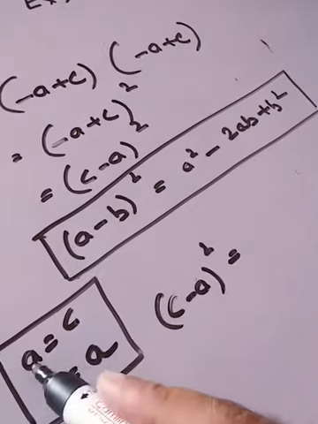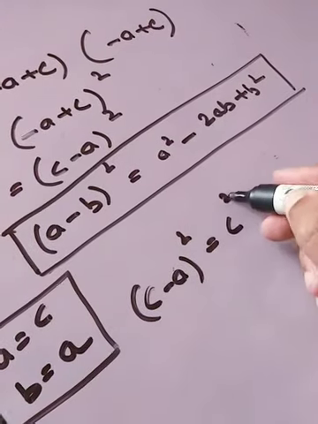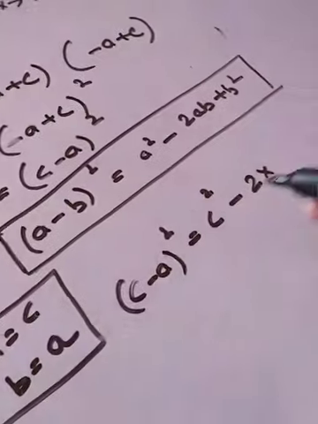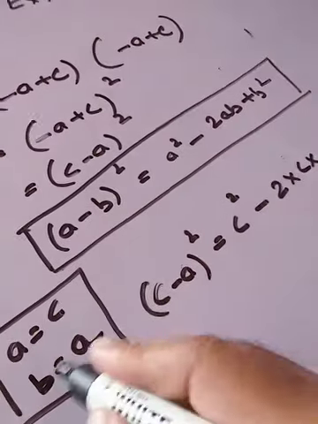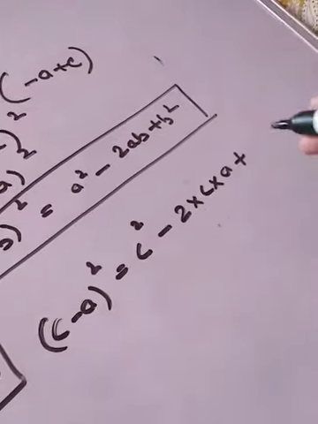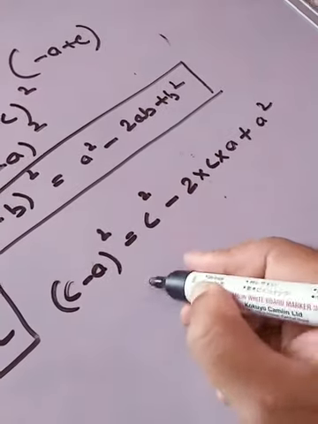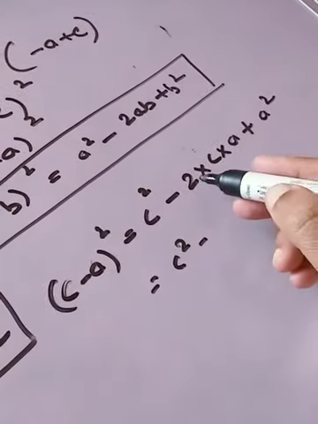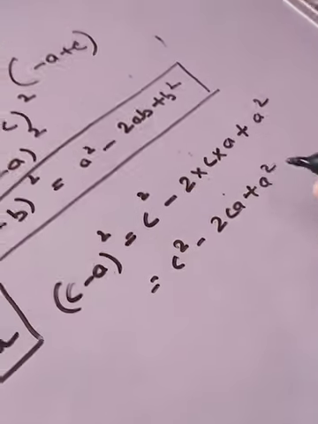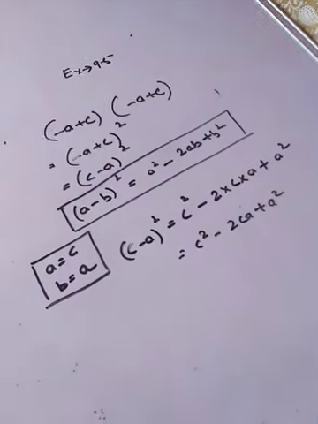A square. So a square means you have to write c square, minus 2ab. Means 2 into a is what? C. B is what? A, isn't it? Now b square. B is what? A. So we'll write a square. So now let's calculate it. 2 into c into a is 2ca plus a square. This is your final answer.